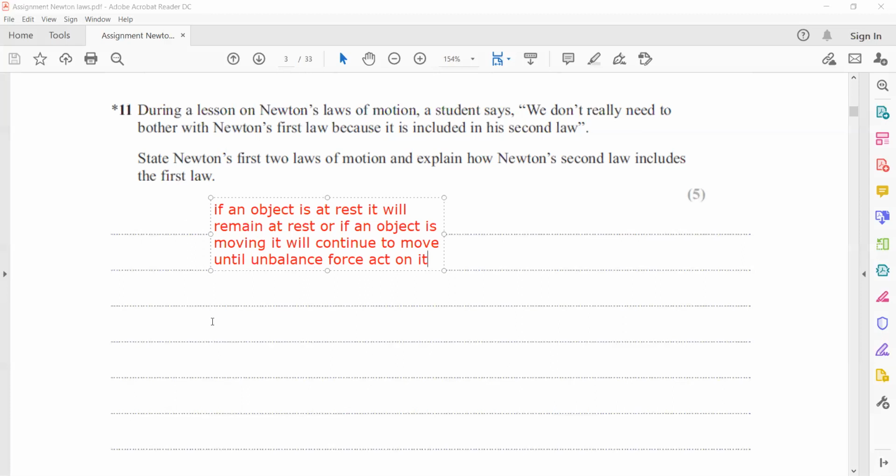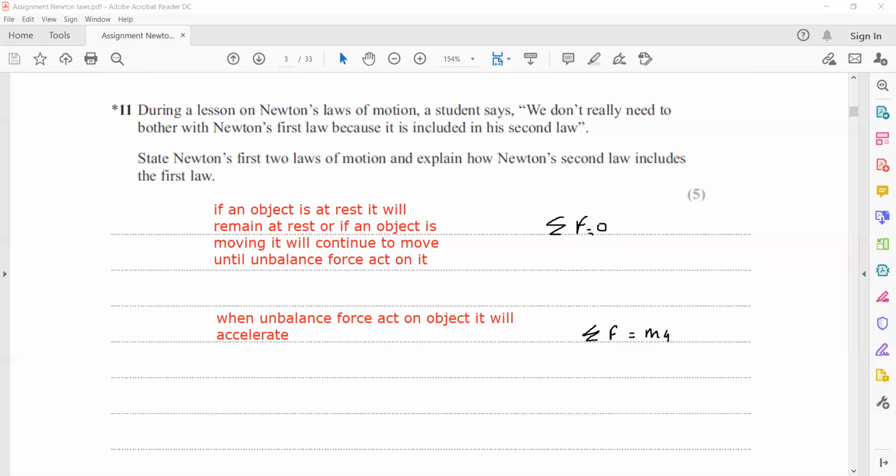And according to the second law, when there's an unbalanced force acting on an object, it will accelerate. So you can see the two laws are actually interrelated. The first law states the resultant force is zero, so the object will not change its state. The second law states if there is a resultant force, the object will have acceleration.